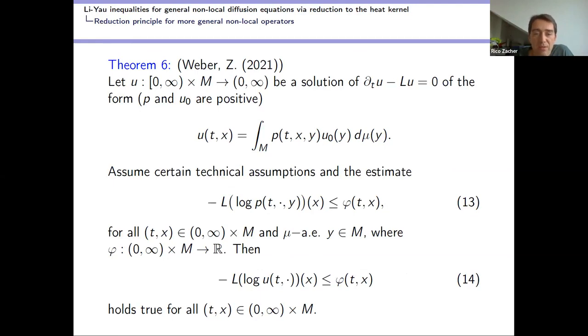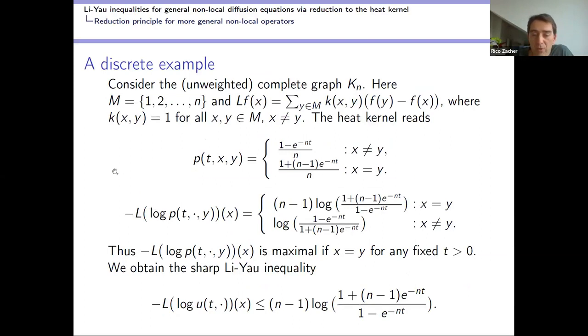Let me illustrate this with a discrete example. Here we look at the unweighted complete graph K_n, so we are in the Markov chain setting. This is our state space, points 1, 2, and so forth to n. We look at this operator L, where k is equal to 1 whenever x is not equal to y. In the case of the complete graph, you can calculate the heat kernel. It has this representation, and then you can look at minus L of log of P. You can calculate everything, and you see that the maximum is assumed at y equal to x. So you find this Li-Yau inequality for positive solutions on the complete graph.